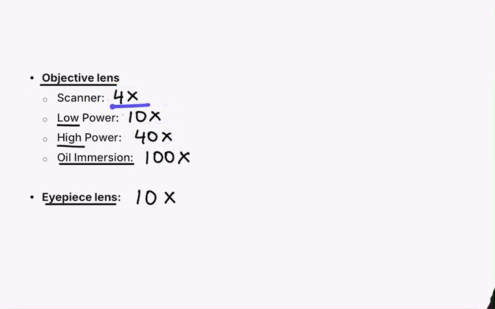So I can say 4, 10, and then add zeros in front of them, so that becomes 40 and 100. Repeat with me: 4, 10, 40, 100. 4 is going to be known as the scanner, 10 is low power, 40 is high power, and 100 is oil immersion. But I'm not interested.